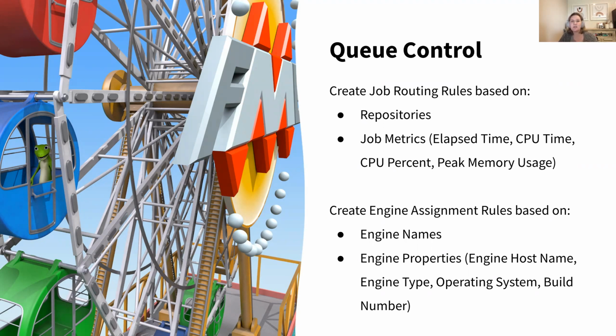So in addition to jobs belonging to workspaces belonging to a specific repository, you can now route jobs to queues based on those job metrics. So if your job is running for a certain amount of time, you can send it to one queue or a different queue. And then the second set of rules we've enabled you to set is for engine assignment. So again, rather than just using engine names, you're now able to define queues according to engine properties. So this can include your host name, the operating system, the build number, and the engine type, so standard or dynamic engines. So again, I'm just going to step out of the presentation and do a quick demo.